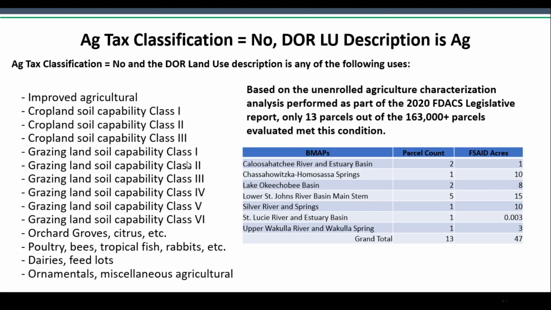And so what we have on the slide is the list of the agricultural classes from the property appraiser, and then for the different BMAPs for which we provide metrics, we have identified the number of parcels that have one of these agricultural land uses, but do not have an agricultural tax valuation. And as you can see, the numbers are very small. Next slide, please.